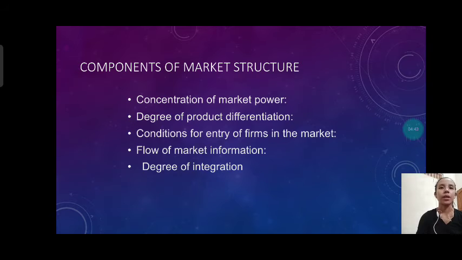That's market structure. Also, the market structure has its components, which together determine the conduct and performance of the market. These are the following components. First is the concentration of market power. The second is degree of product differentiation. The third is condition for entry of firms in the market. The fourth is the flow of market information, and the last is the degree of integration. Those are the components of market structure.